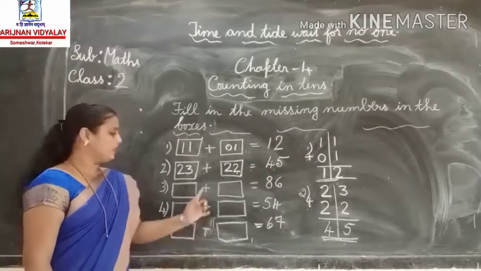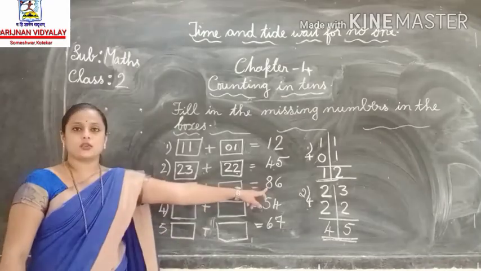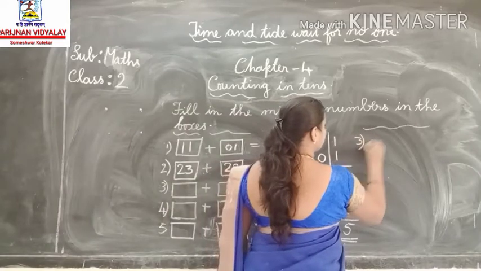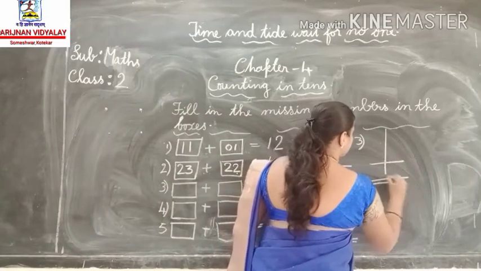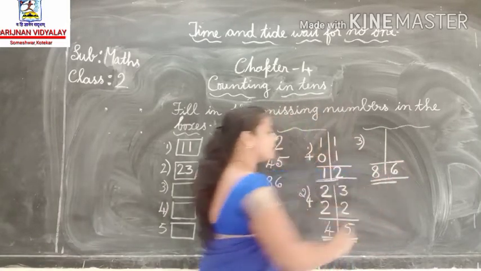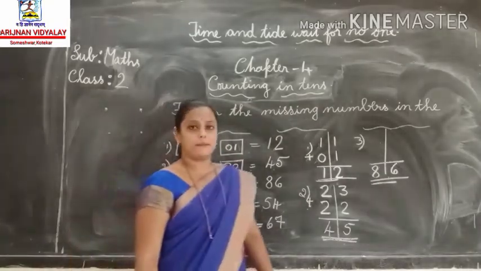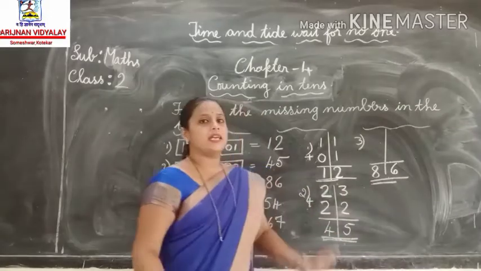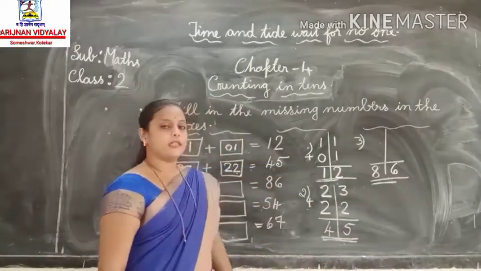Let us see third one. Your answer should be 86. 8 in tens place and 6 is in ones place. Look at the ones place. Your answer should be 6. Which are the two numbers we can take?